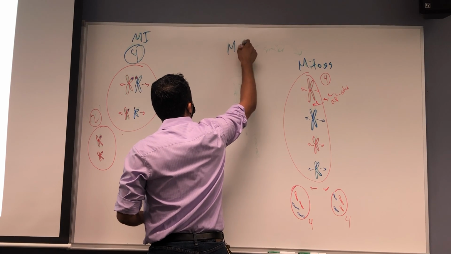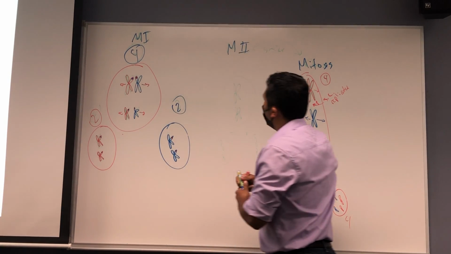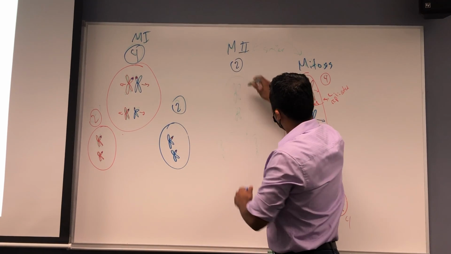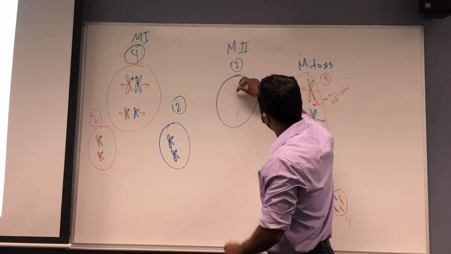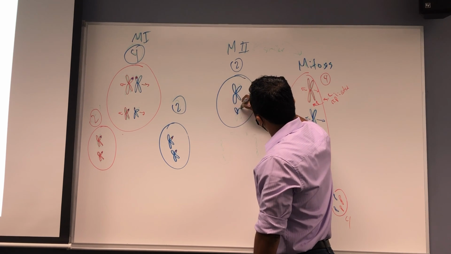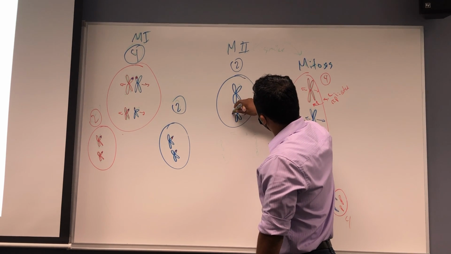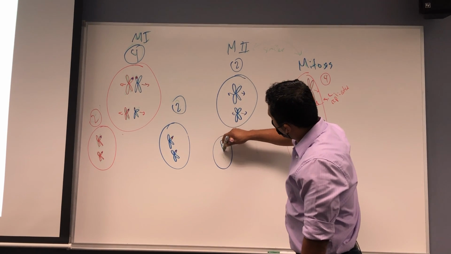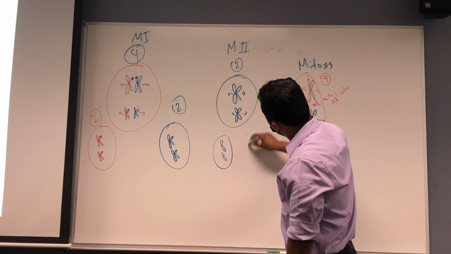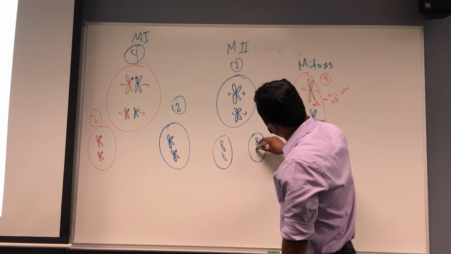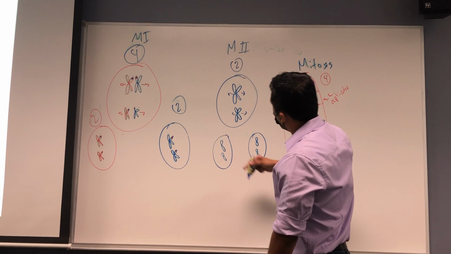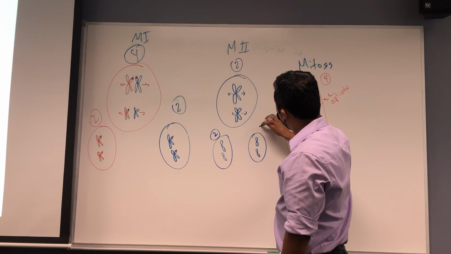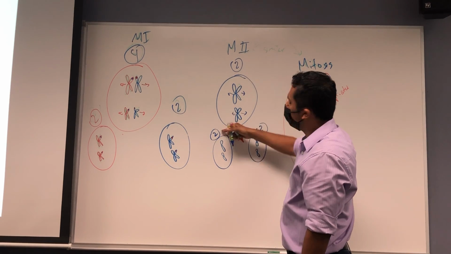In meiosis 2, you begin with how many chromosomes? 2 chromosomes, right? Let's take this cell right here. What happens in both cells? Now they separate. Now in this case, the sister chromatids separate. So now you have this. How many chromosomes here? 2. How many chromosomes here? 2. So it is equational. Begin with 2, end up with 2.